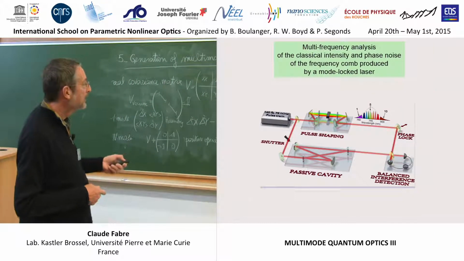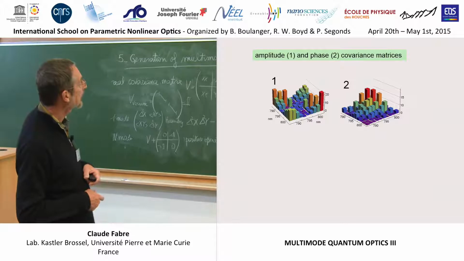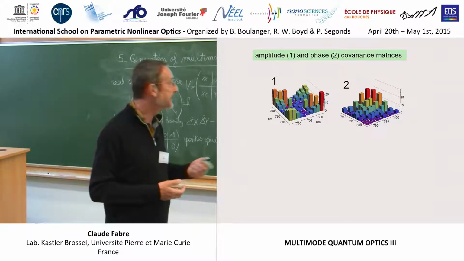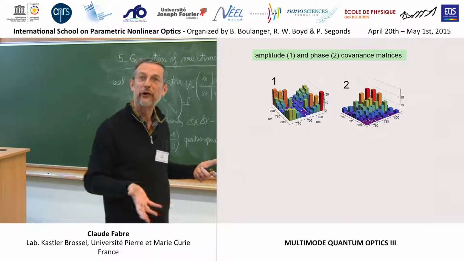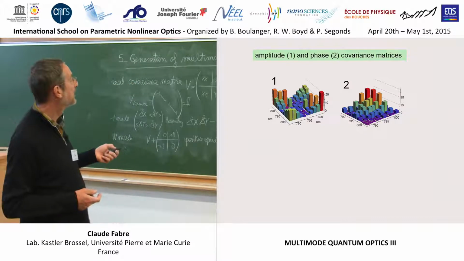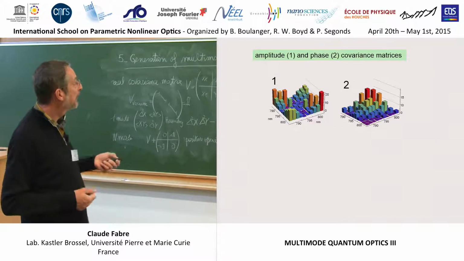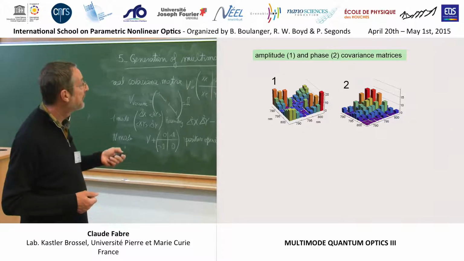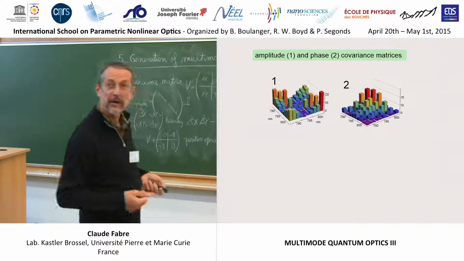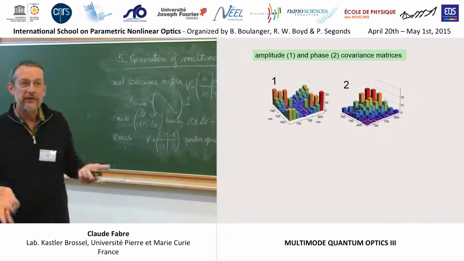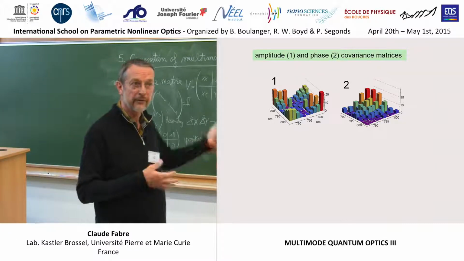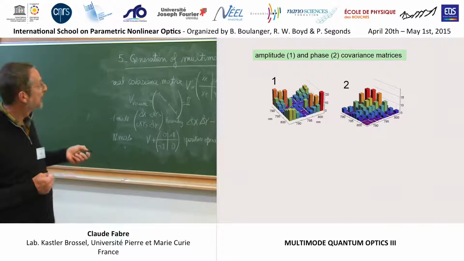And then it's analyzed here. So this is the same as before, except that it's not below the shot noise, but it gives amplitude and phase covariance matrices with positive values everywhere. Okay, you don't have this positive and negative, which is a sign of EPR, and EPR is quantum. So, okay, but we have a lot.